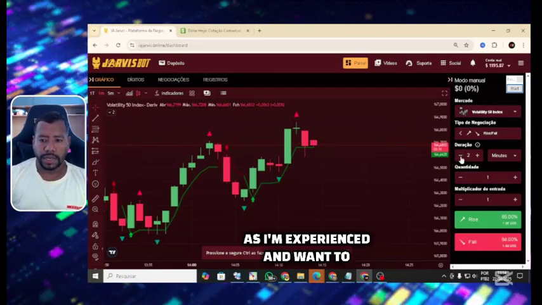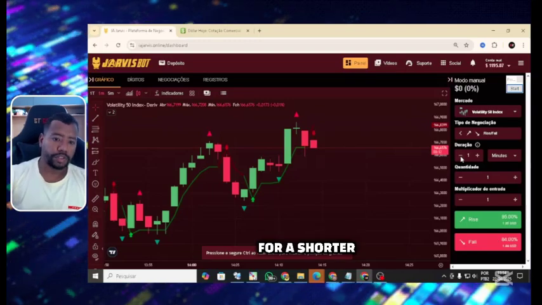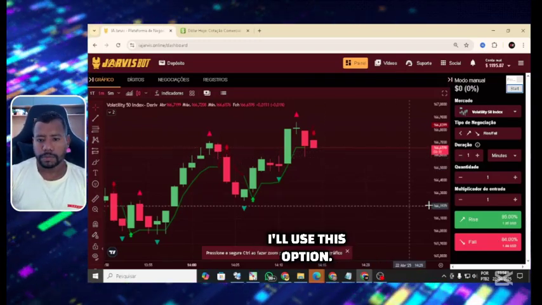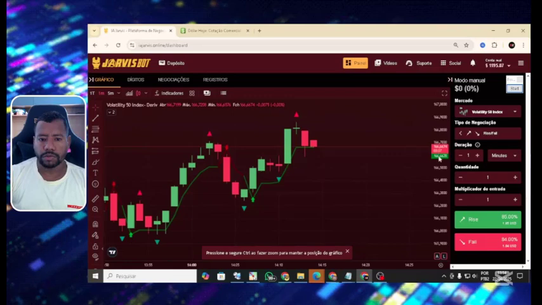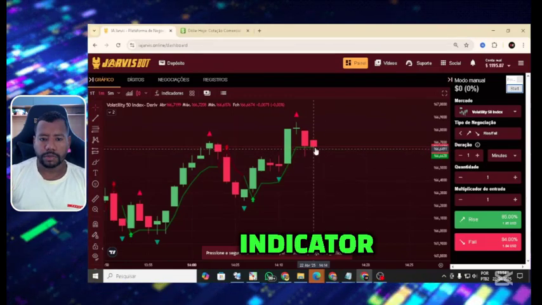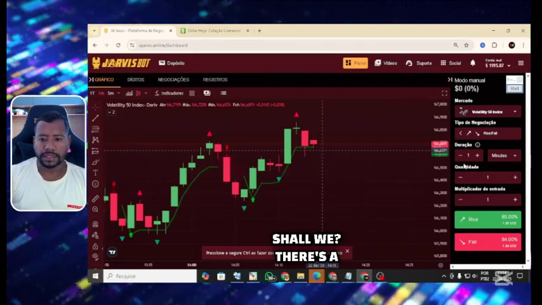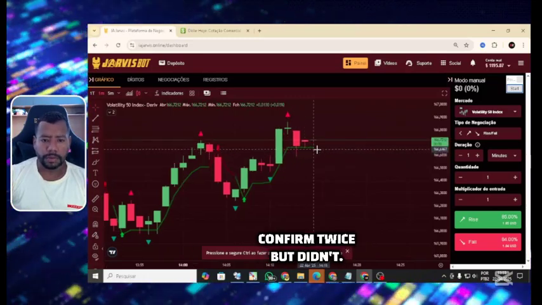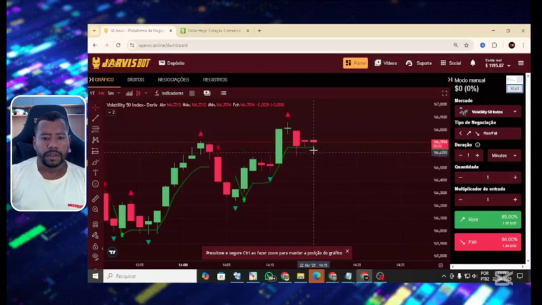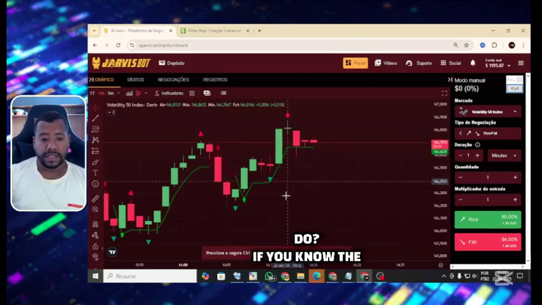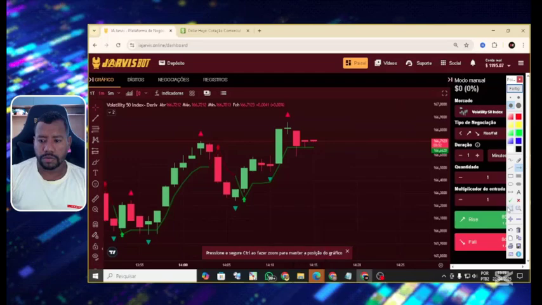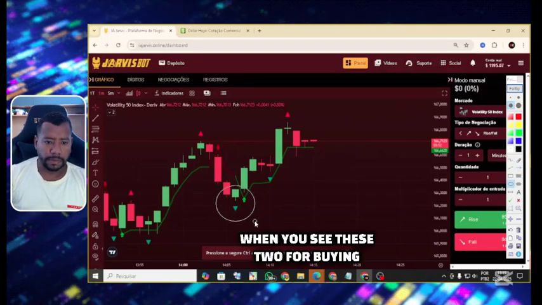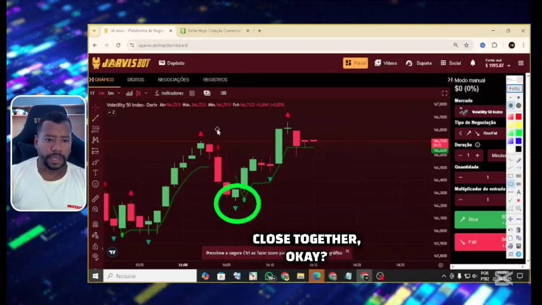As I'm experienced and want to demo faster trades for a shorter video, I'll use this option. The candle countdown timer. Let's see if the indicator confirms an entry, shall we? There's a struggle in this area. It attempted to confirm twice but didn't. So let's wait and see. Now what should you do? The trigger is this one. When you see these two for buying and two like this for selling, close together, okay?